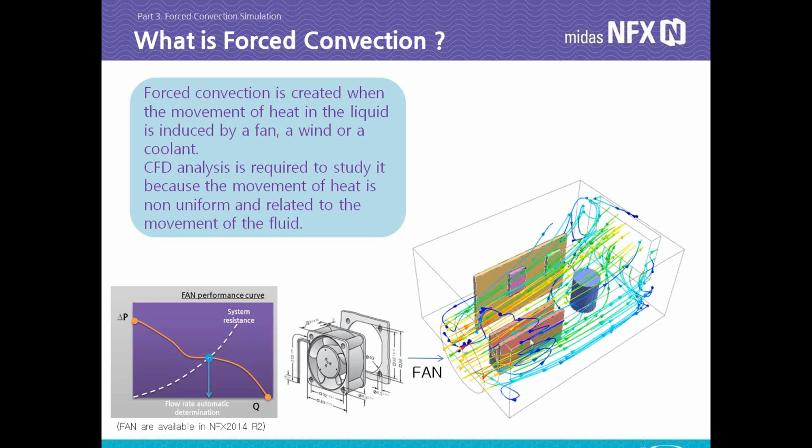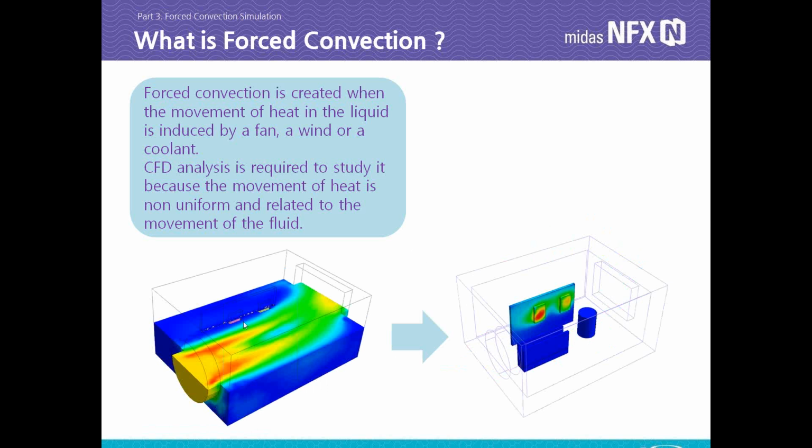So you have a simple example, which is the cooling of some electronic board, and here you have a fan. The fan will be available in NFX 2014 R2. I'll do this example today, and what you will see is the fluid, this is the velocity distribution of the fluid, you see it goes from the inlet to the outlet, causing the change in the temperature on the structural parts.